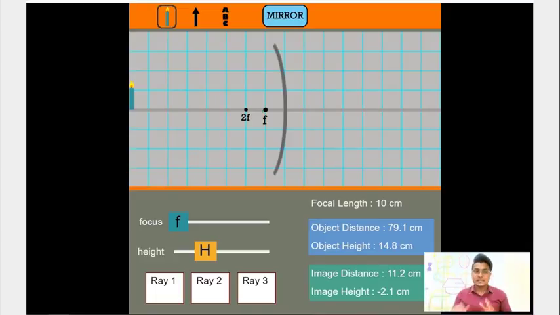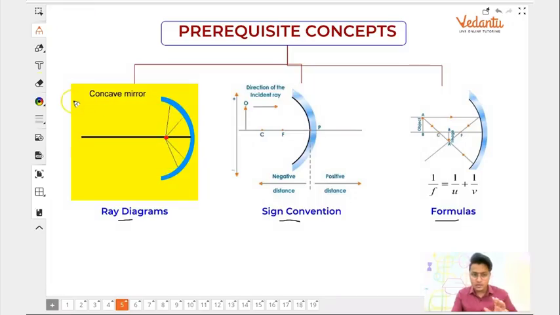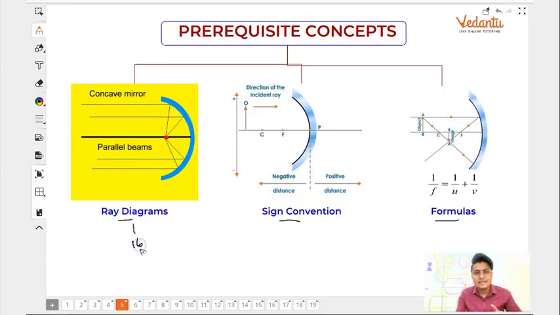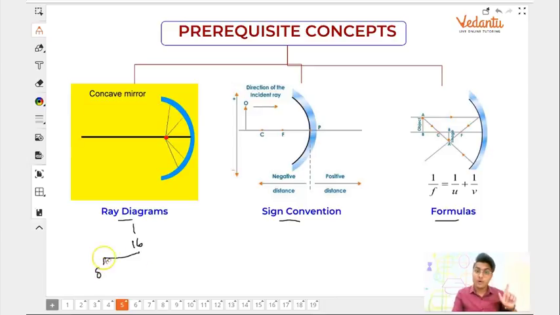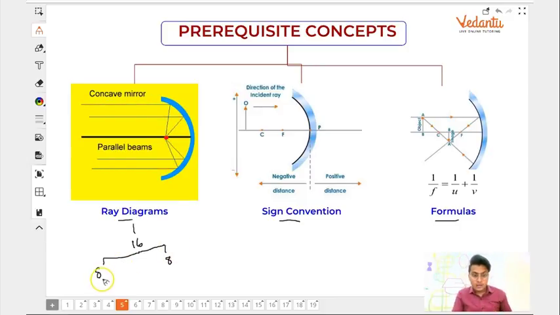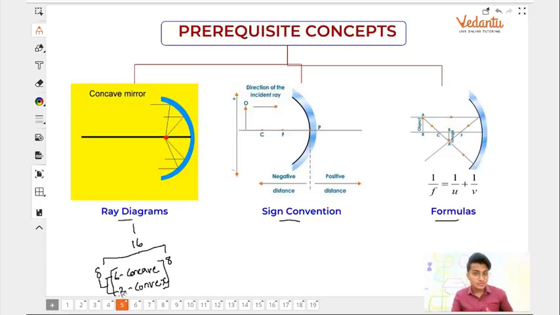Cool, guys? Now in general, there are in total 16 ray diagrams in your syllabus. Out of these 16, 8 ray diagrams are for mirrors and 8 ray diagrams are for lenses. Correct? Out of the 8 for mirrors, 6 ray diagrams are for concave mirrors and 2 ray diagrams are for convex mirrors. This is what we are going to understand right now. 6 ray diagrams for concave and 2 for convex mirrors.